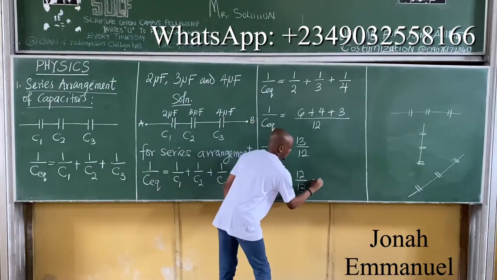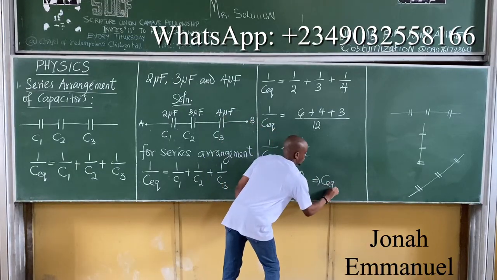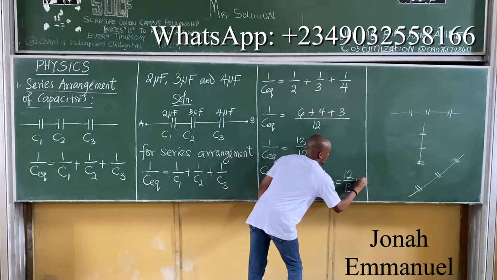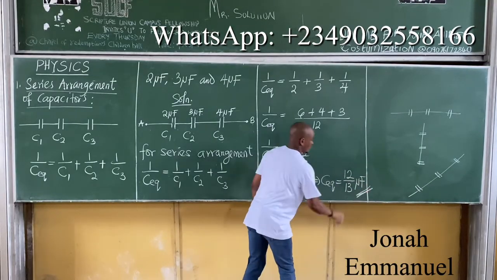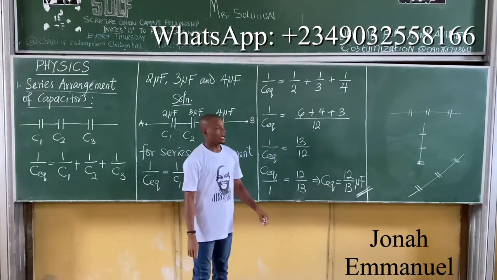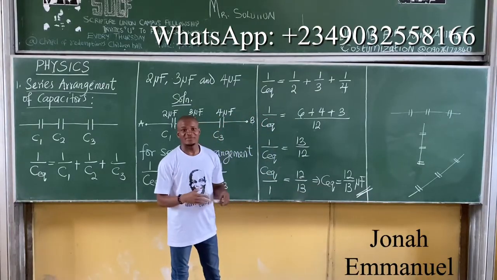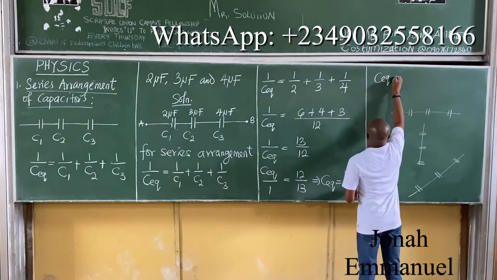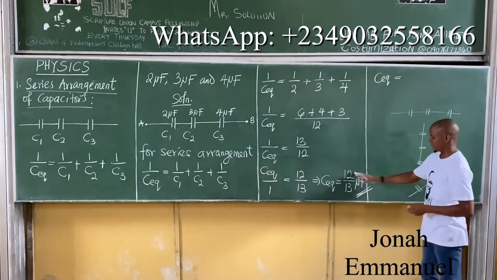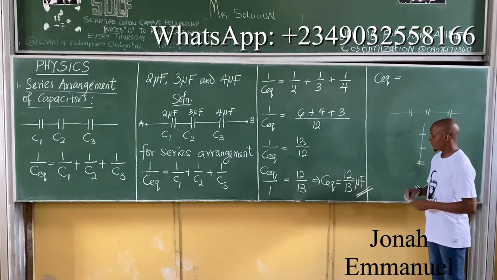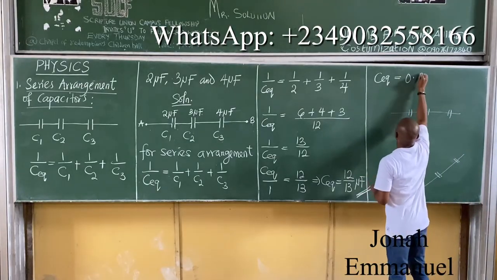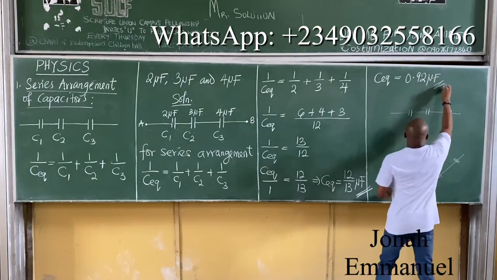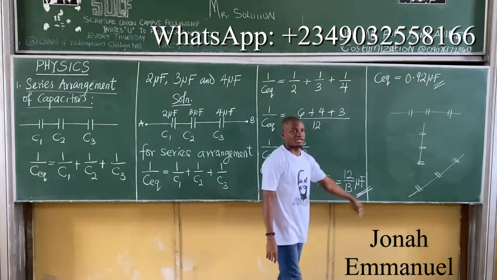So we can say that the equivalent CEQ is equal to 12 over 13 microfarad. So that's the answer. If you demand the answer in decimal form, no problems. CEQ, the equivalent capacitance, equals 0.92 microfarad. So that's how you do this one.